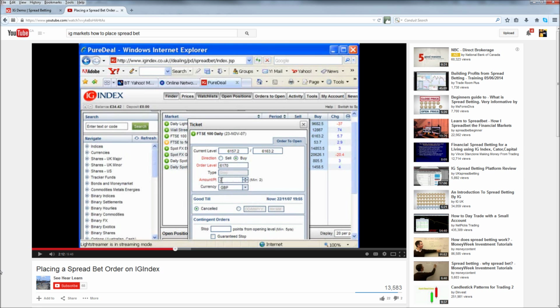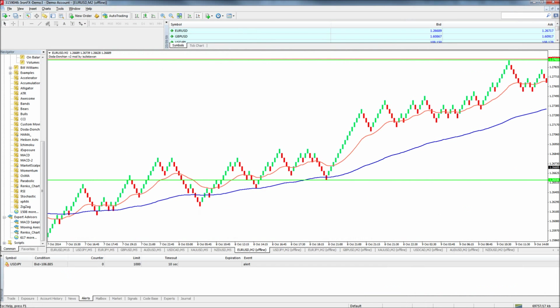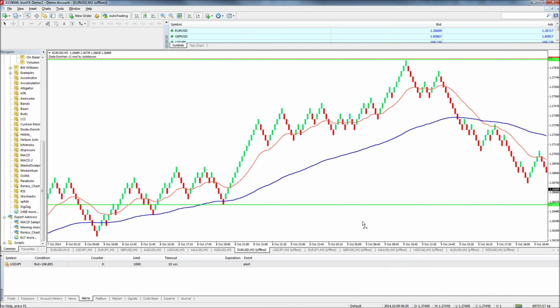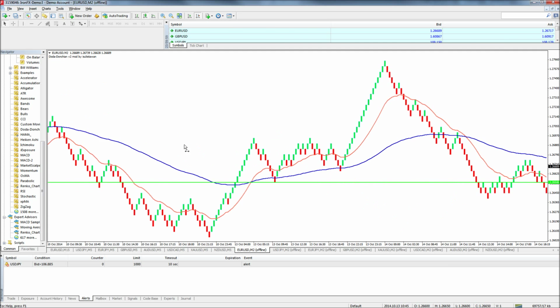I don't think it will work right now because the markets are closed. So if I did one as an example, I don't think it'll work. So I'll just skip it for now.